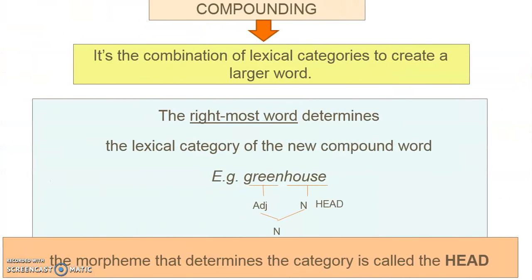Compounding is a process in which there's a combination of lexical categories to create a larger word. Okay, so we have the example of greenhouse here. The rightmost word determines the lexical category of the new compound word. In this case, it's a noun, it's house, so the compound lexical category is a noun. And the morpheme that determines the category is called the head. In this case, the noun house is the head. Okay?